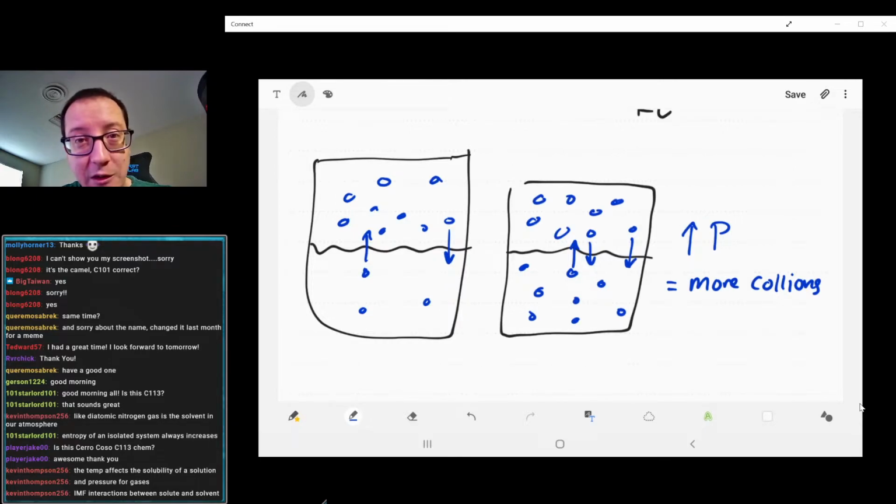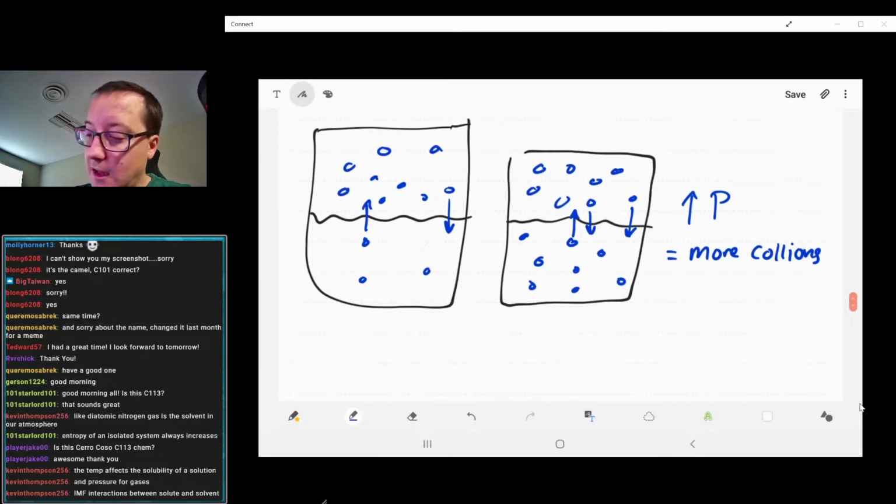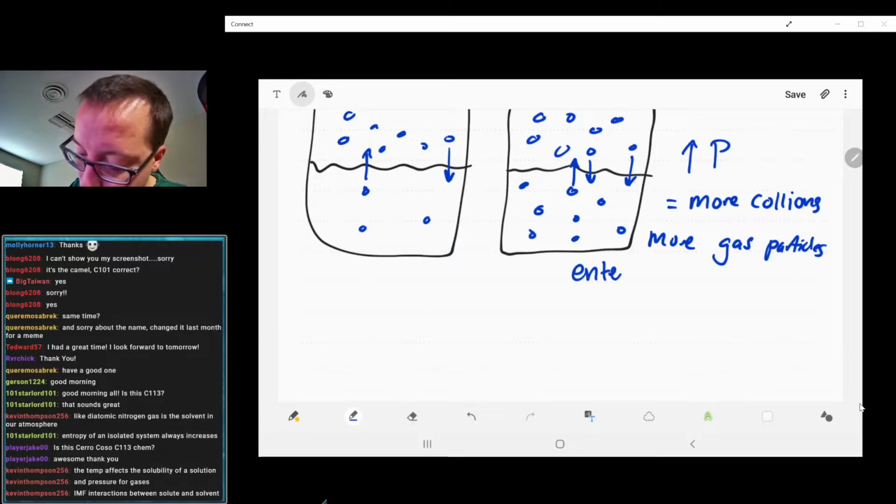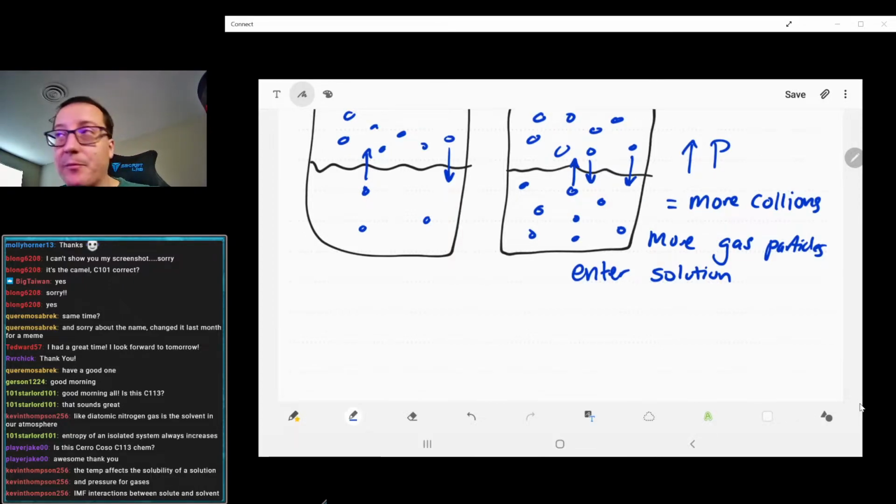So that's how you're going to pressurize your various liquids. If you're at the soda factory or the beer factory or whatever, if you want to carbonate something, putting carbon dioxide inside, you're going to do that at pretty high pressures. So you're going to be forcing carbon dioxide to go into your solution by putting it in at high pressure. So the more collisions you have, the more gas particles can enter the solution, and they're just going to be forced to stay there, right?